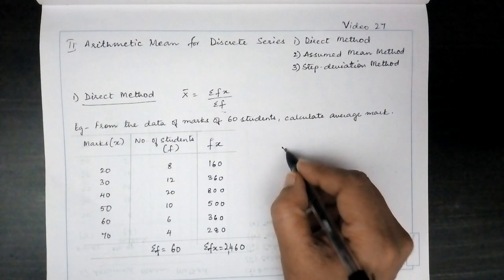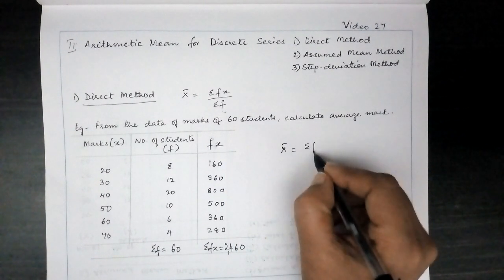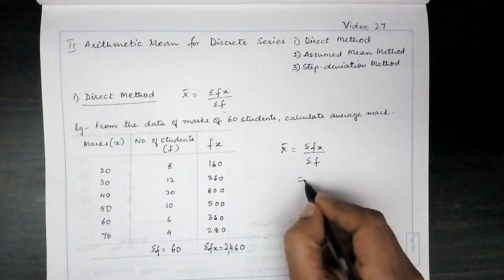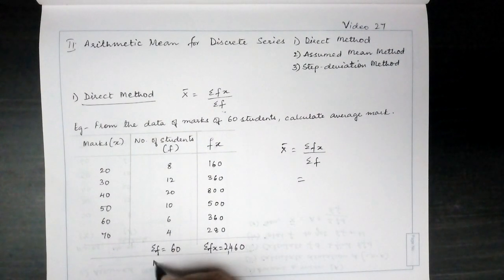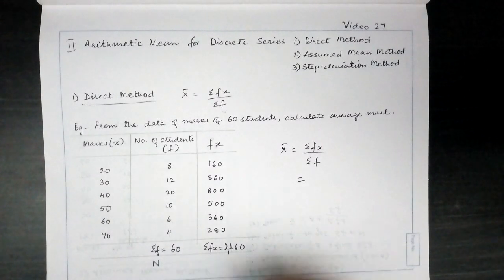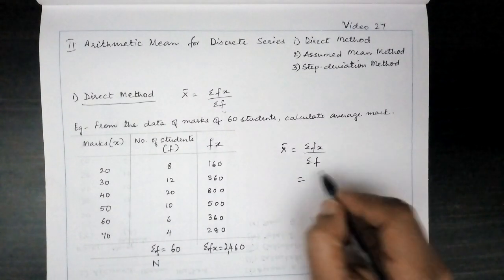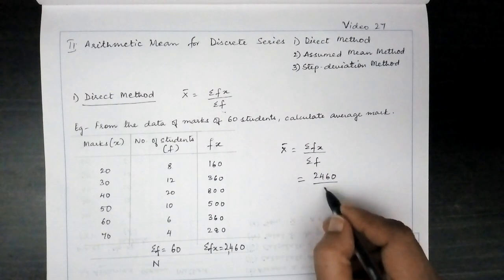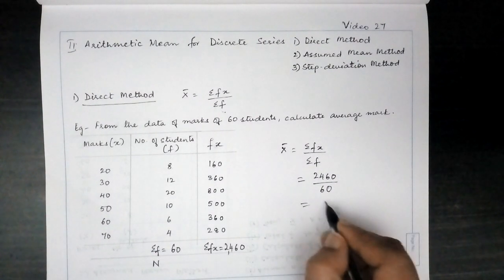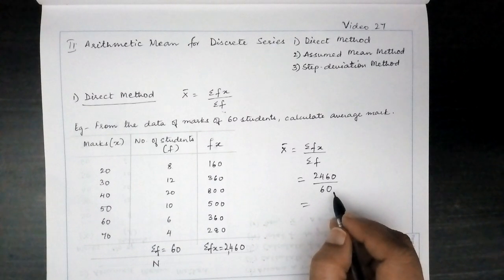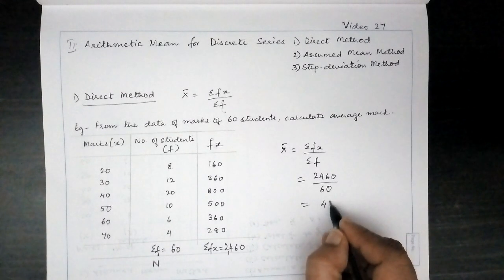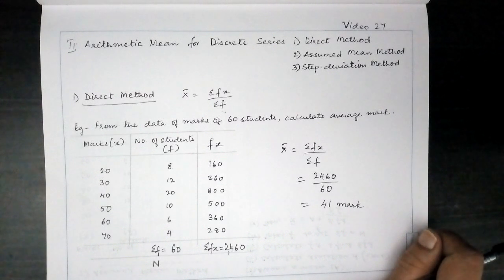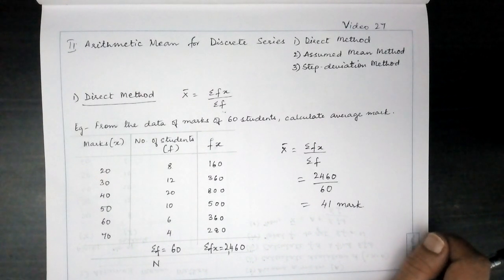Now apply the formula to get the mean. What is the formula? X bar is equal to sigma fx divided by sigma f. This sigma f was n in the individual series. So here sigma fx is 2460 divided by sigma f, which is 60. When you divide it by 60, you get 41. So 41 is the mean mark when we calculate it using the direct method.